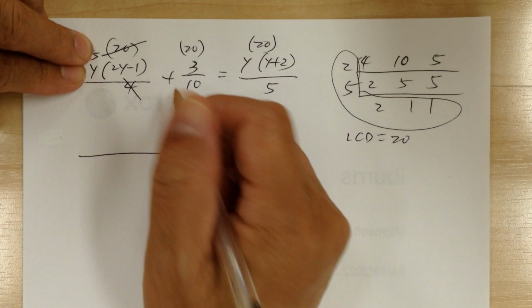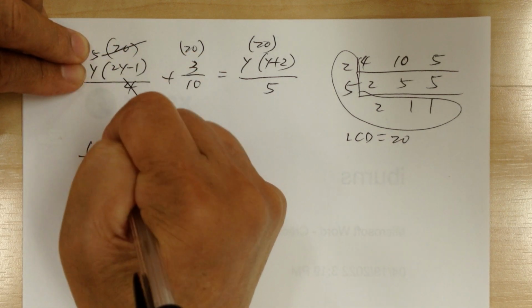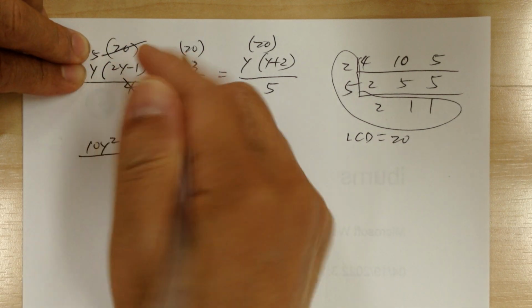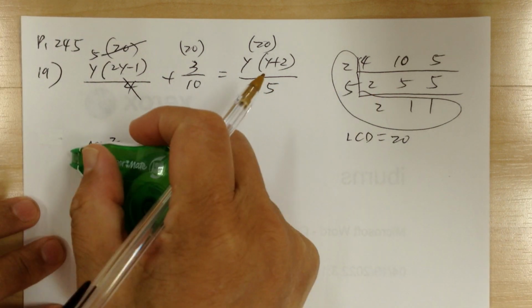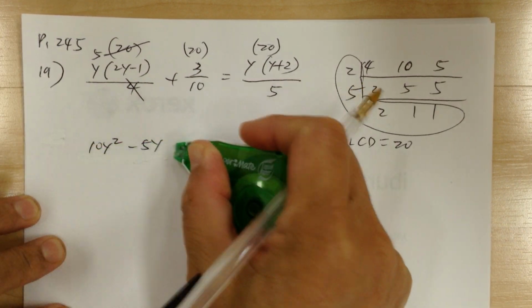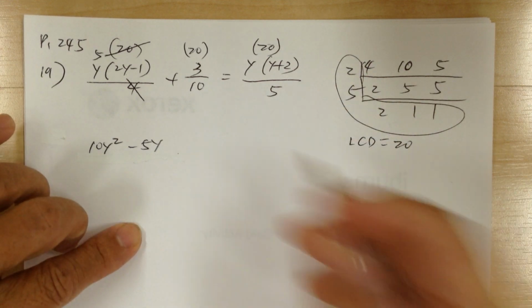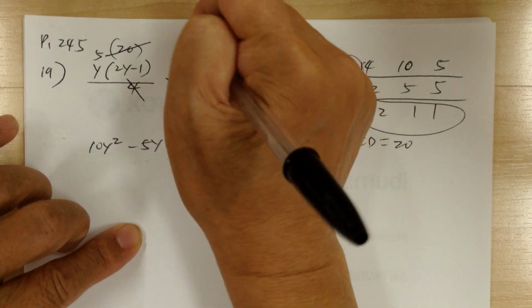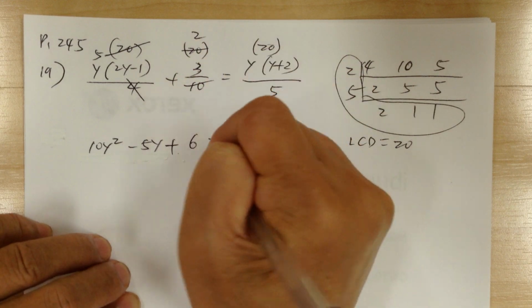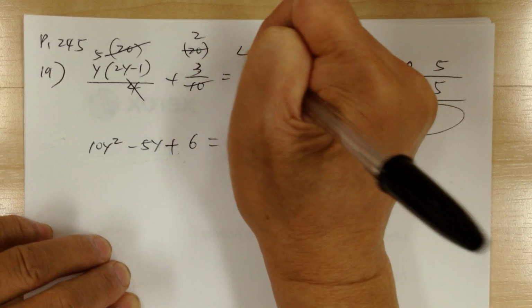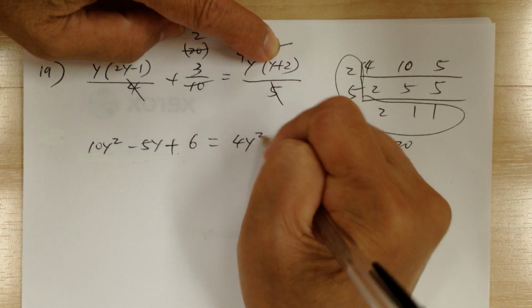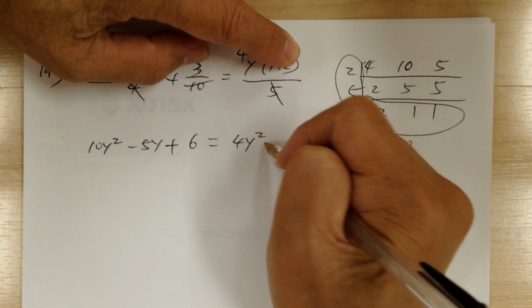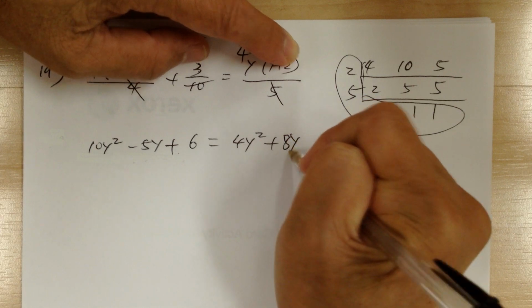Okay, so 5y times 2y will give me 10y squared. 5y times negative 1 will give me minus 5y. When you multiply, there will be a normal fraction. Plus, this cancel will give me 2, so 2 times 3 will be 6. This one cancel will give me a 4. So 4y times y will give me 4y squared. 4y times 2 will give me plus 8y.